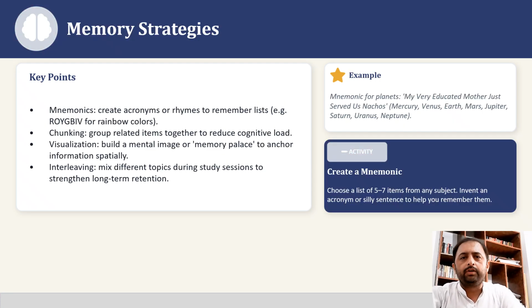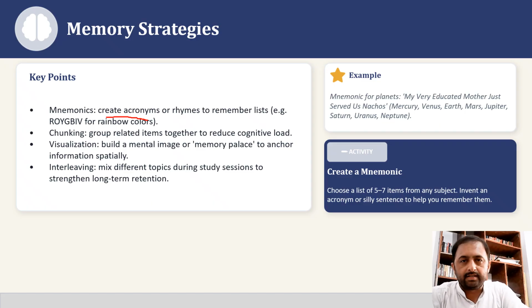Now, I am going to tell you some memory strategies to remember the learned items very fast. So let's begin with mnemonics. It creates acronyms and rhymes to remember lists. For example, ROY G BIV for rainbow colors, and chunking. It means grouping related items together to reduce cognitive load.